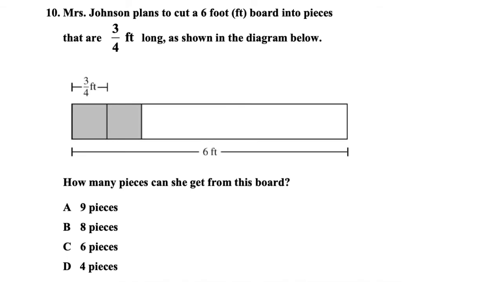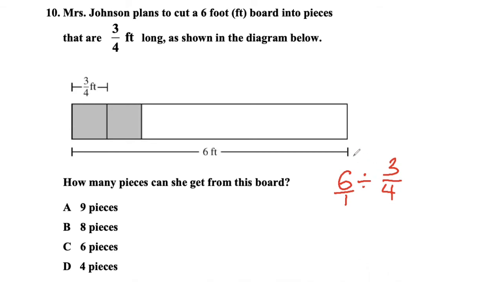Mrs. Johnson plans to cut a 6-foot board into pieces that are 3/4 foot long, as shown in the diagram below. How many pieces can she get from this board? Whenever we're trying to see how many we can get out of a total, what we have to do is divide. So we're going to be dividing 6 by 3 over 4. We need to think about 6 as a fraction, so we're going to think about it as 6 over 1.